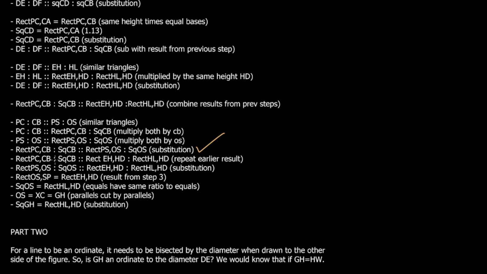Now let's see. PC, CB is to square CB as rectangle is to rectangle. That is this from earlier. Just rewritten. Nothing changed about it. So we're going to do substitution because these two terms are the same. So that means that we're going to bring down this on one side as PS, OS is to square OS, as EH, HD is to rectangle HL, HD.